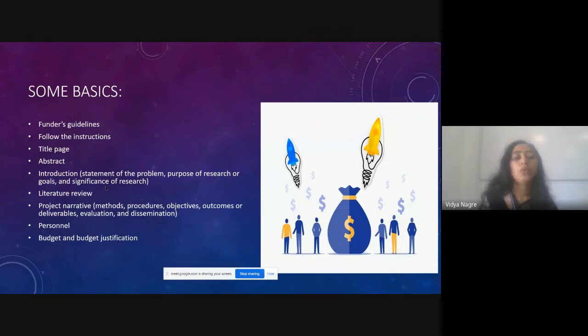So basically, how should your research proposal look? It is a document, a file, that consists of a title page. The second page is an abstract, or you can call it a summary. Then the introduction. Under the introduction, you have to mention the statement of your problem: which problem you are going to investigate, or any hypothesis that you have considered, what is the purpose of your research, your overall aims and objectives or the goal of your research, and then the significance of your research.